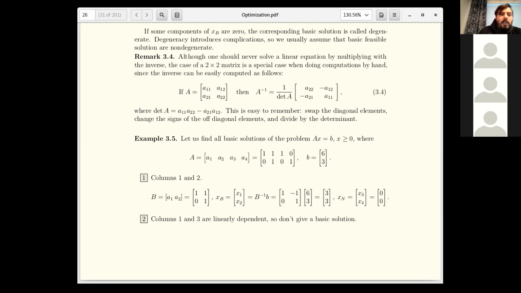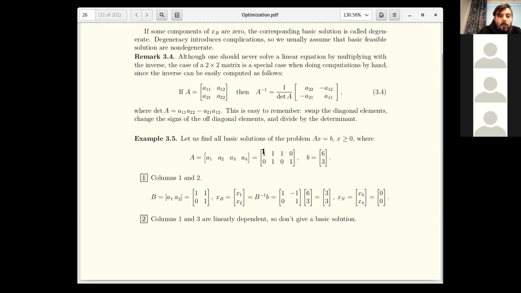So firstly, we can try columns 1 and 2. So we take this matrix 1, 1, 0, 1, and then multiply with the inverse of that. I skipped the calculation of the inverse, but you can calculate it by hand or via MATLAB. So the inverse is 1, minus 1, 0, 1. Multiply the b vector with that, and you get 3, 3. And xN, of course, contains x3 and x4. So one basic solution is 3, 3, 0, 0. We see that it's a feasible solution because all the components are non-negative.